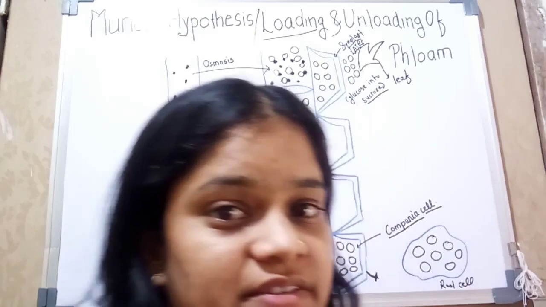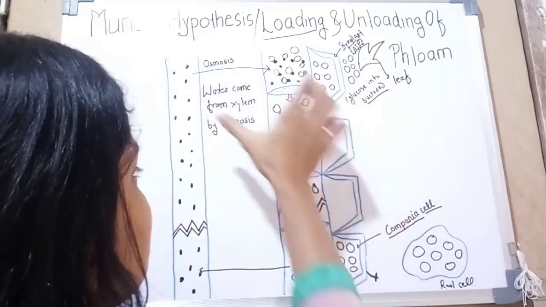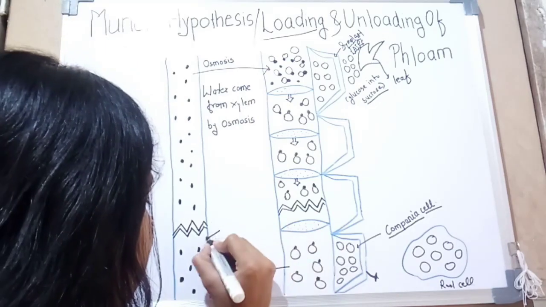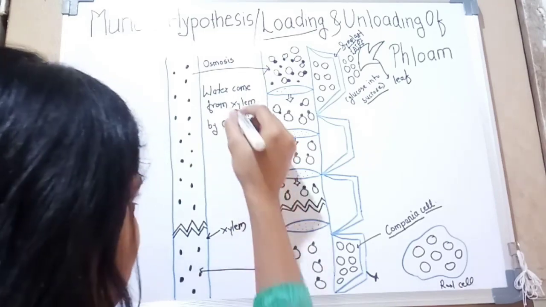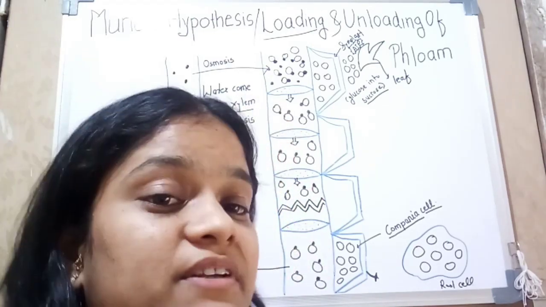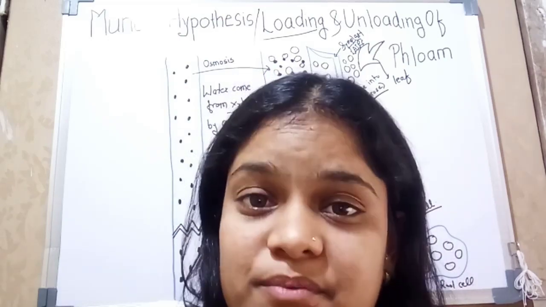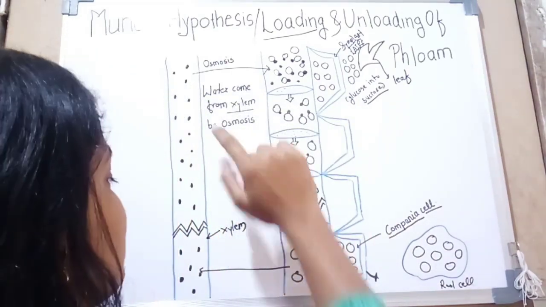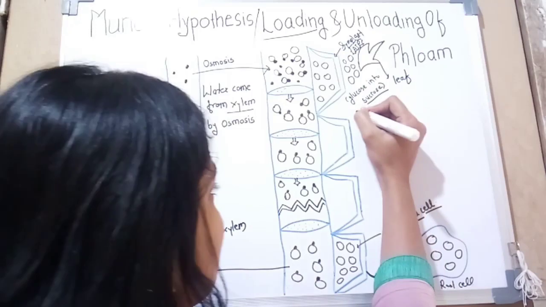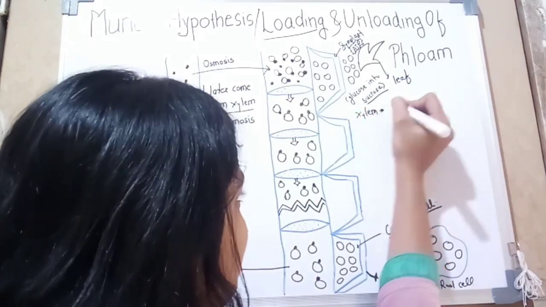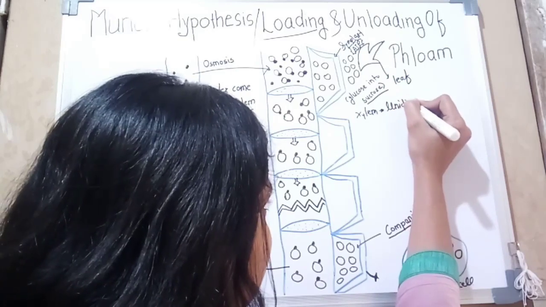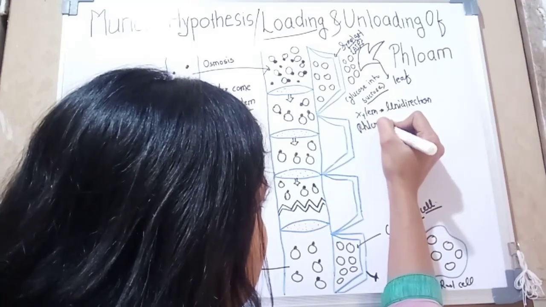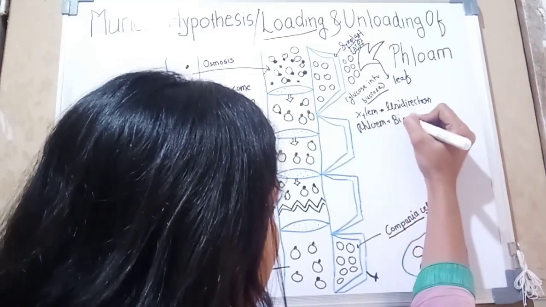So when the sucrose is transferred inside the sieve tubes, the concentration of sucrose inside the sieve tubes increases. And we know that adjacent to the phloem there is the xylem. So this is the xylem, and we know the function of xylem. The xylem is responsible for the conduction of water and minerals, and I told you that the xylem is unidirectional, and the phloem is bidirectional.